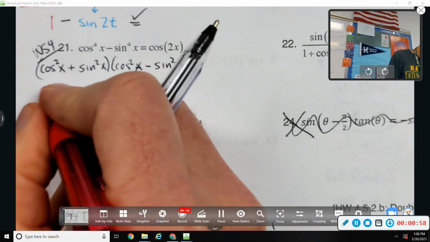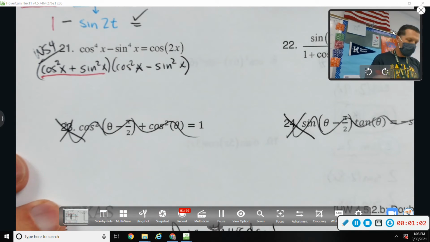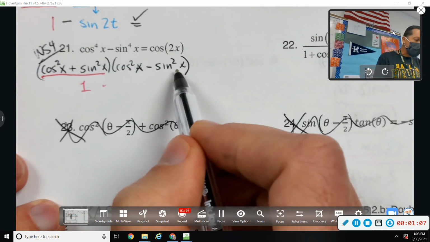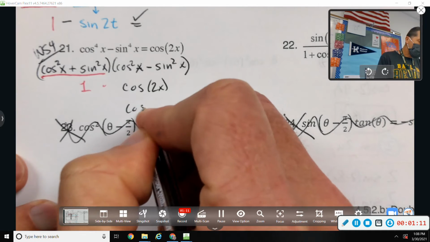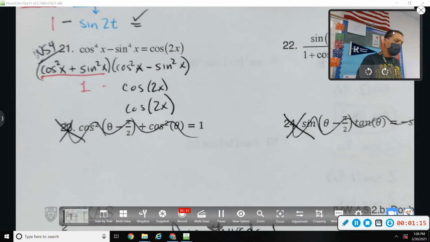But from there, cosine squared plus sine squared is 1. And cosine squared minus sine squared, that's equal to cosine of 2x. So it's a short proof, but that first step is obviously pretty important, to be able to factor that.